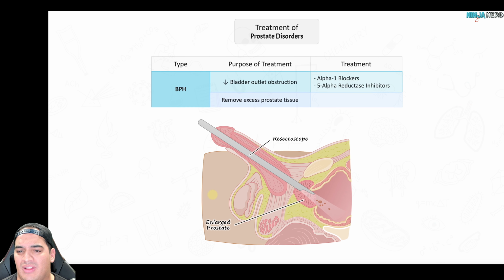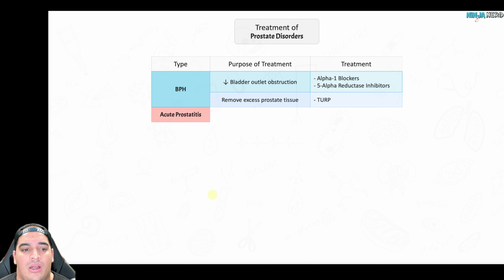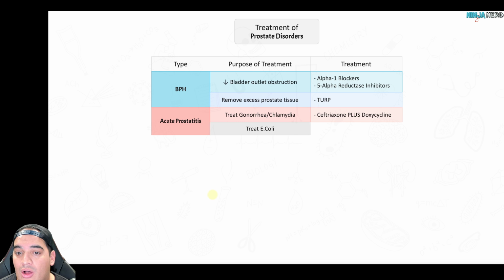All right, so that's going to help remove a lot of that excess prostatic tissue. Now, acute prostatitis is an infection. You've got to clear the infection. If they've got gonorrhea and chlamydia, then you have to treat them appropriately. Usually ceftriaxone will cover the gonorrhea and doxycycline will cover the chlamydia. For patients who have E. coli, oftentimes you can treat them with fluoroquinolones. That's usually going to be the drug of choice, like ciprofloxacin.